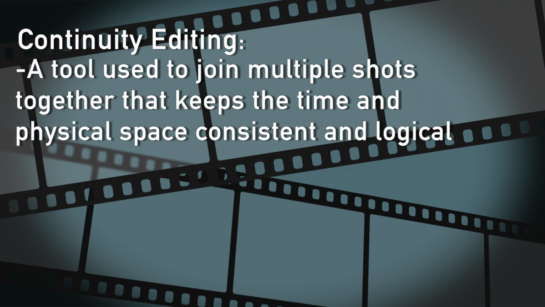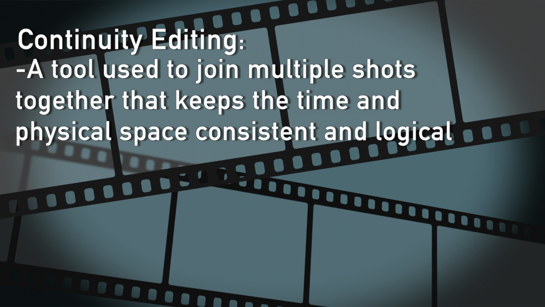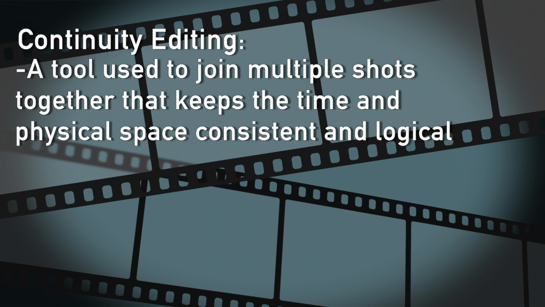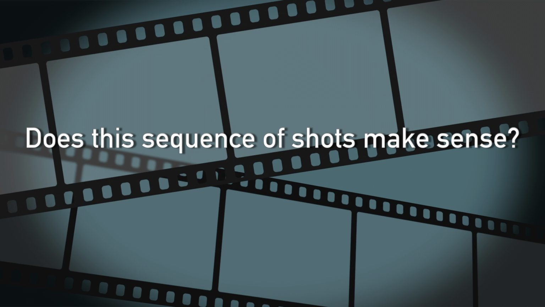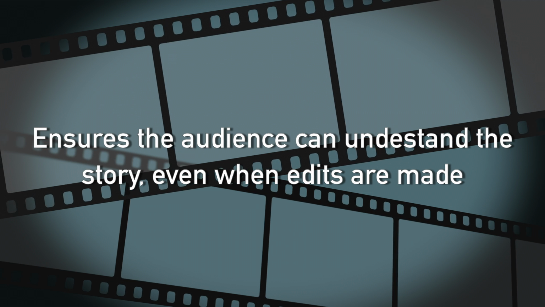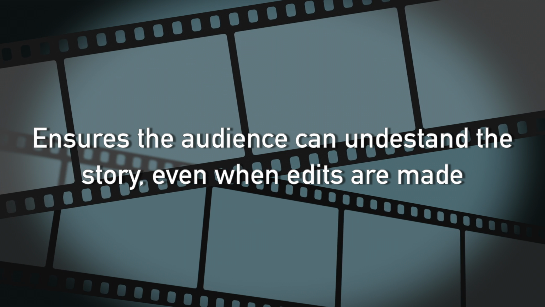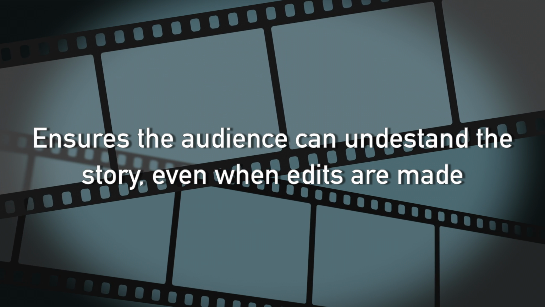First, let's start with the definition. Continuity editing is a tool that is used to join multiple shots together in a way that keeps the time and physical space consistent and logical. A good question to ask is, does this sequence of shots make sense? The reason for using continuity editing is to ensure that the audience can understand the story and scene even when edits need to be made. So let's take a look at a few techniques that filmmakers use when editing.